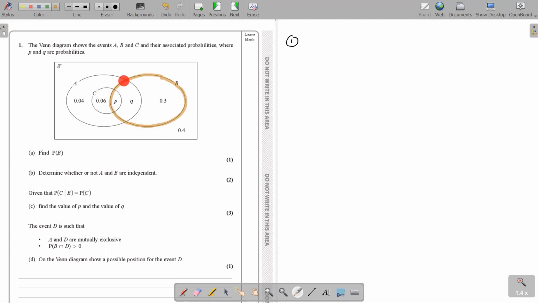So what's the easiest way of getting this? To get the probability of B, the easiest thing is to get the probabilities outside of B and subtract it from 1. Is that okay? So I can get the probability of B by doing 1 minus all the probabilities outside of B. What are the probabilities outside of B? 0.04, 0.06 and 0.4. So from 1 I subtract all these probabilities that are outside of B. Do you agree with my answer?